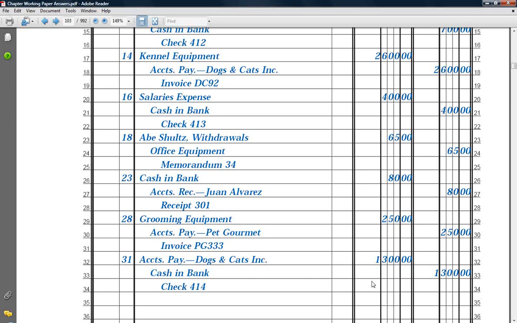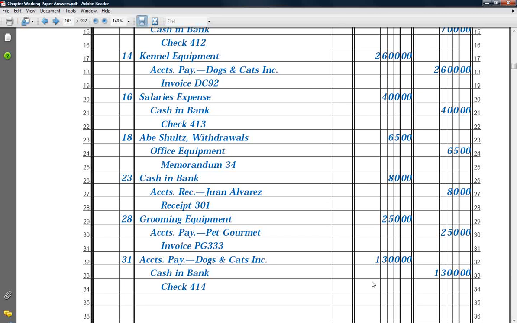On the 28th, we purchased grooming equipment on account. We bought the equipment from Pet Gourmet. We didn't pay cash, so we owe Pet Gourmet $250. I didn't have the asset at first. I now have the asset, grooming equipment, so I increase grooming equipment with a debit, $250. I increase the liability, accounts payable, Pet Gourmet, by $250 with a credit, and it's Pet Gourmet's invoice PG 333.